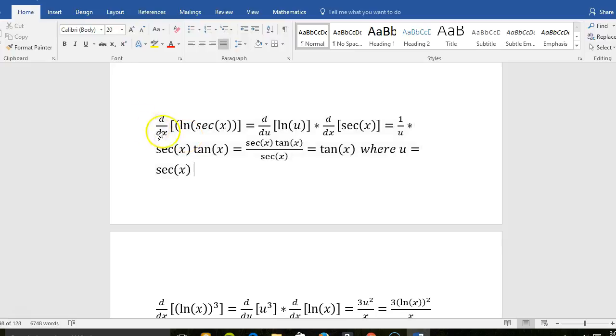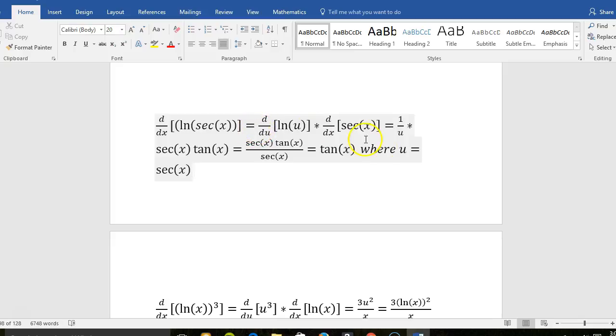Hello again. Let's look at this problem here where my cursor is: d by dx of the natural log of the secant of x. Notice we've got the composition of functions, namely the natural log composed with secant. So this is sort of begging for the chain rule. And that's what we'll have to do, is use the chain rule.